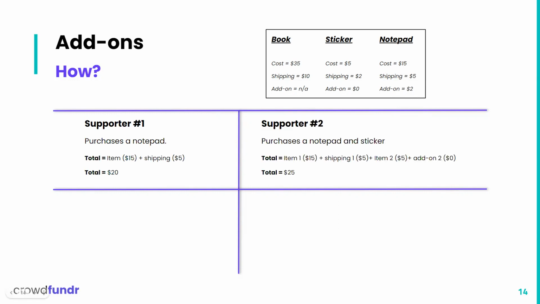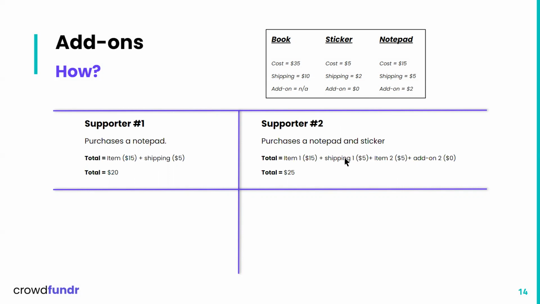But supporter number 2 purchases a notepad and a sticker. So the system, and the system does this automatically for you, don't worry, is going to take the prices of the items. Item 1 is $15, item 2 is $5. And then the shipping cost from the highest priced shipping item will be taken as the main shipping cost.